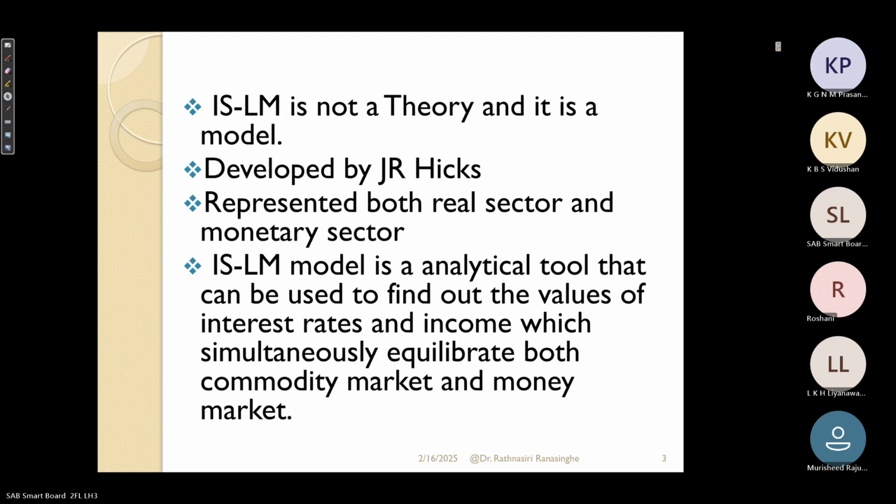Simultaneously, it will cover the real sector and the monetary sector, when there is an equilibrium in both, right? The equilibrium income and interest rate are explained by the IS-LM model. So it can be used to explain the equilibrium values of income and interest rate when the money market and the goods market come to equilibrium. The real sector and the monetary sector come to equilibrium. So that's very important, right?